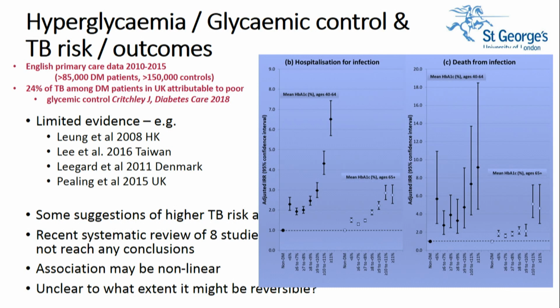What this does show is a very non-linear association between diabetes glycemic control, that's HbA1c measurements on the x-axis, and risk of serious infections up here, particularly once HbA1c gets above about 9 millimoles per litre. And even in the UK, where we don't have a huge amount of TB, except in London, we reckoned that statistically about a quarter of TB amongst diabetes patients could be attributable to the poor glycemic control. So that's interesting, though it doesn't prove that better glycemic control would help.